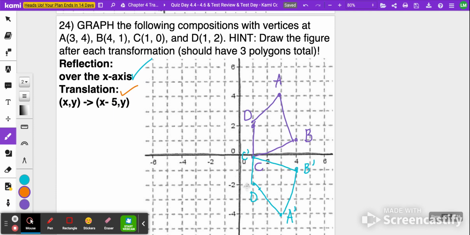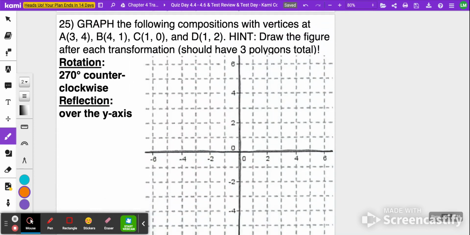So we're moving everything over 5 to the left. 1, 2, 3, 4, 5. D prime. 1, 2, 3, 4, 5. A prime. B prime. 1, 2, 3, 4, 5. And C prime. 1, 2, 3, 4, 5. Connecting all our points. You still have the same figure, but now it has just been reflected and translated.